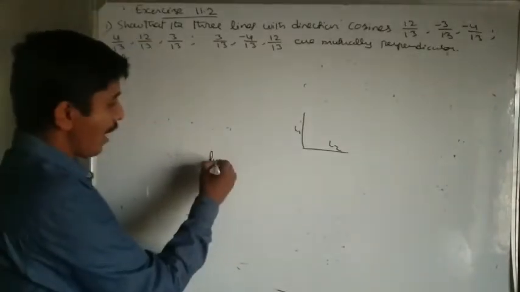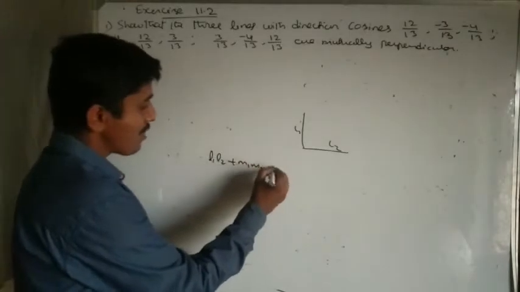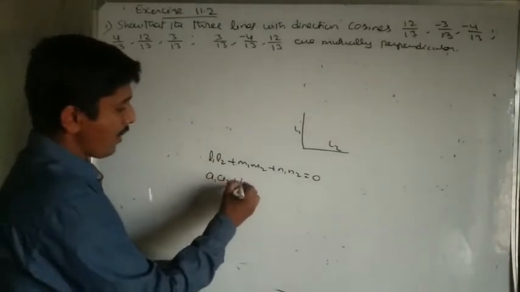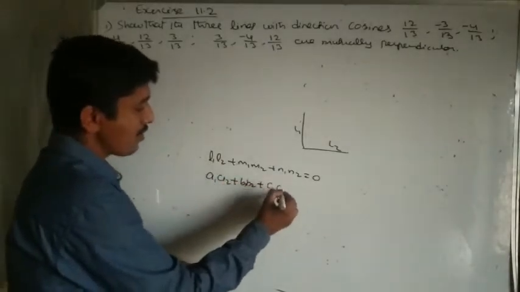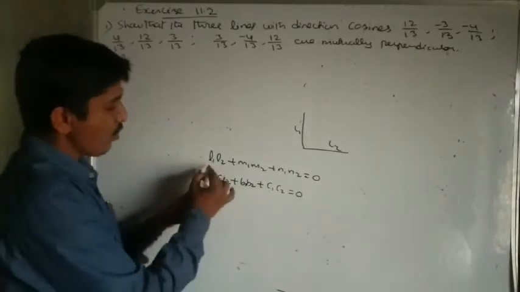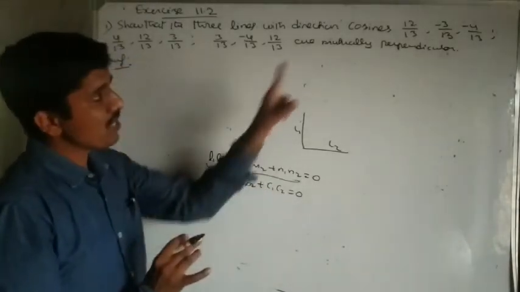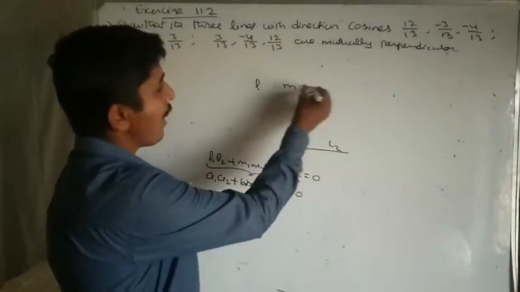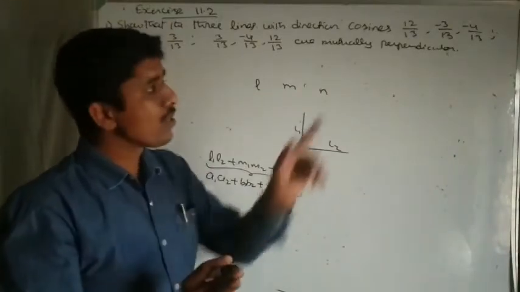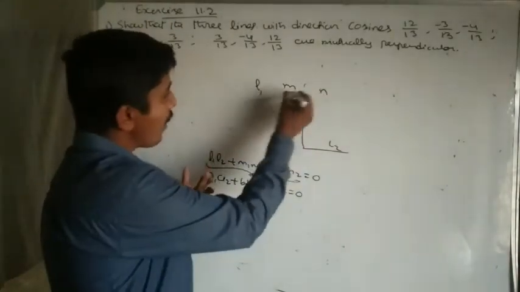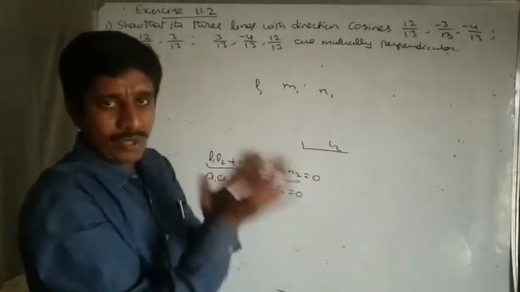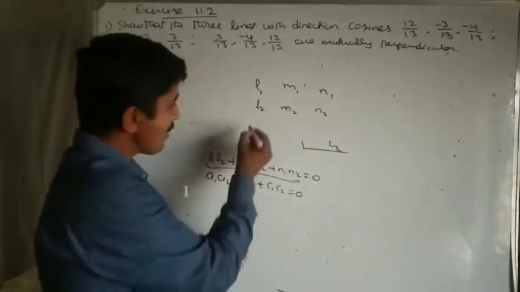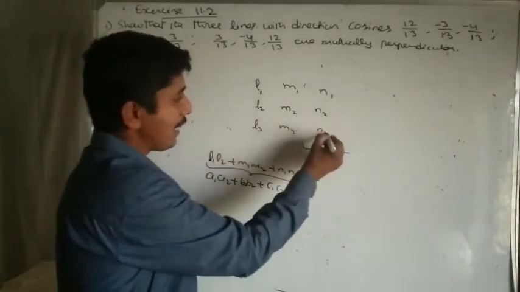Here given direction cosines, we have to prove that L1 L2 plus M1 M2 plus N1 N2 equal to 0. Suppose direction ratios are given, we have to prove that A1 A2 plus B1 B2 plus C1 C2 equal to 0. Generally direction cosines are denoted by L, M, N, correct. Here I am denoting first line direction cosines L1, M1, N1, second L2, M2, N2, third L3, M3, N3. Mind it.